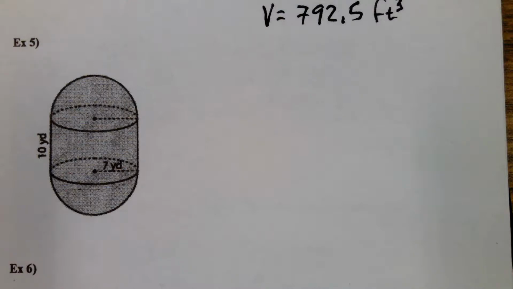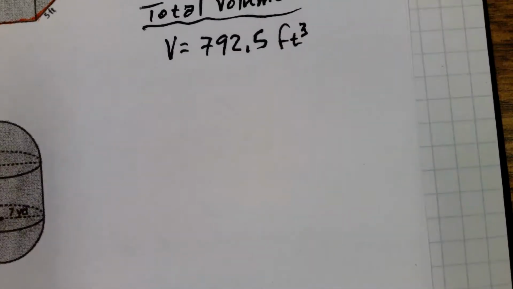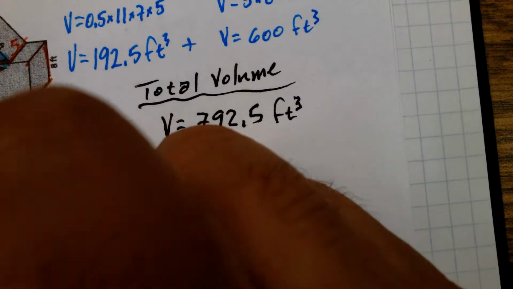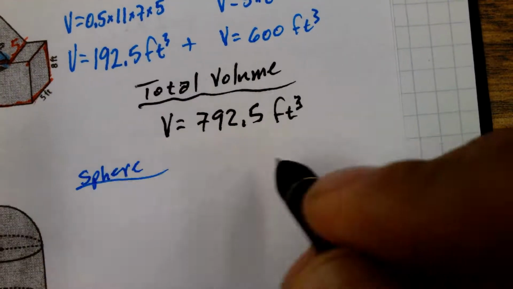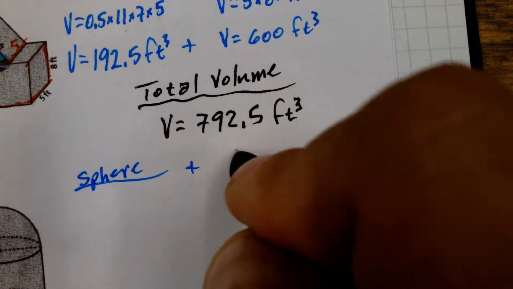Or, what do two hemispheres make? A sphere. So really, when you have this, you have just a sphere. Top and bottom make a sphere. And then the middle is the cylinder. So let's go ahead and do it that way. Let's figure out the volume of the sphere, and we're going to add that to the volume of the cylinder.